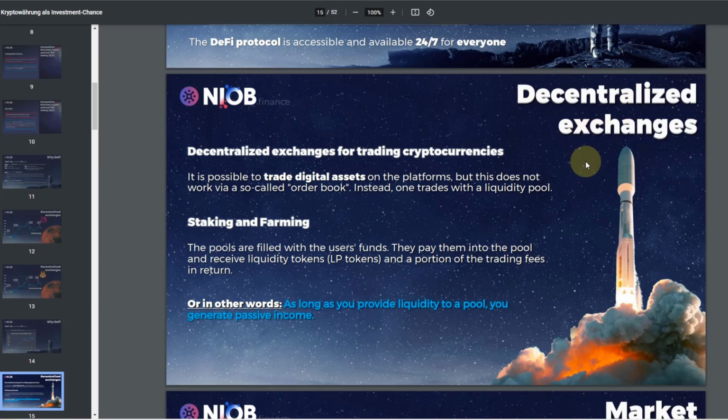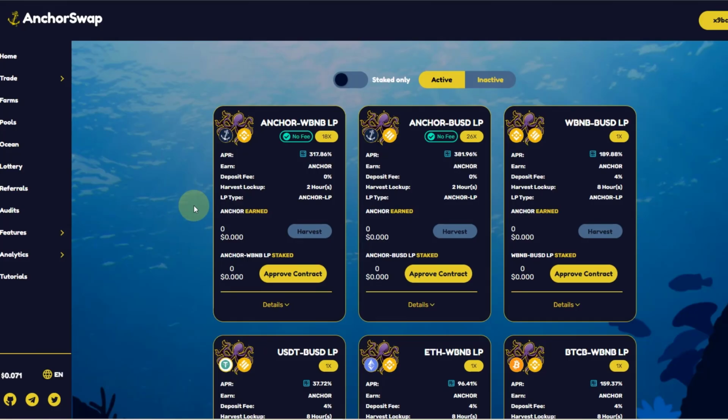So let's take a look at an example here. This is the exchange Anchor Swap. Anchor Swap is a swap like NIOB, very similar. NIOB will be launched, obviously. Anchor Swap is already launched. It has been developed by the same developer team, and it is working, it's running, right? They are both running, I think, on the Binance Smart Chain. And I just want to give you an example how it works.